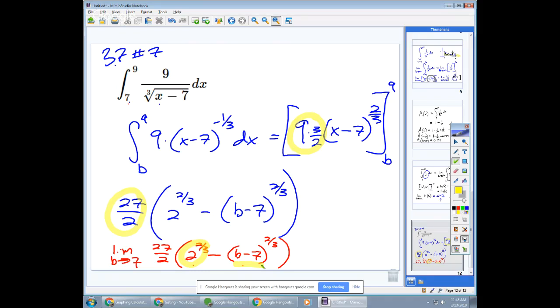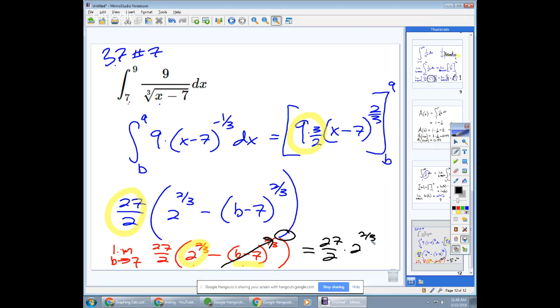That's okay. So it turns out that in the limit here, this part right there, as b goes to 7, just goes to 0. So what's left is everything else. So I have 27/2 times 2 to the 2/3. That's the limit, whatever that number is. And this probably accepts the exact same answer, so I could probably just type that right in.